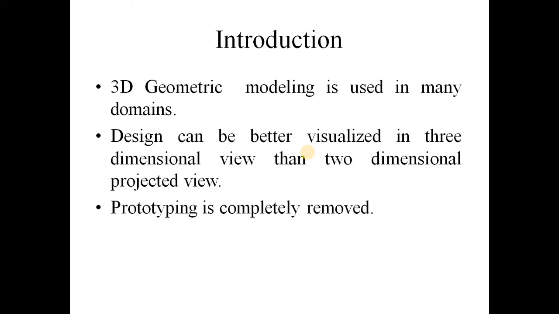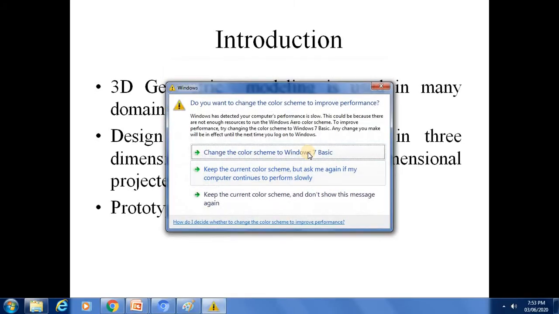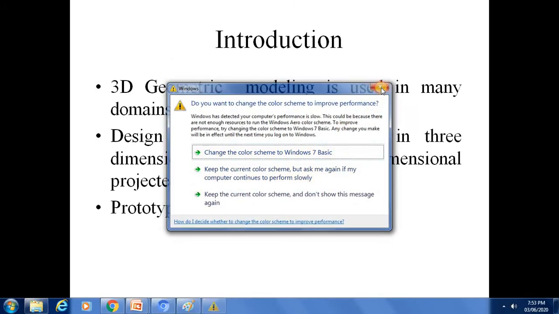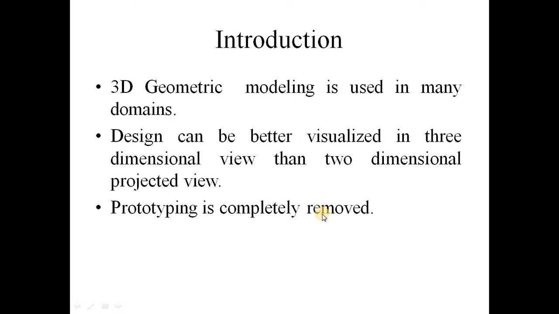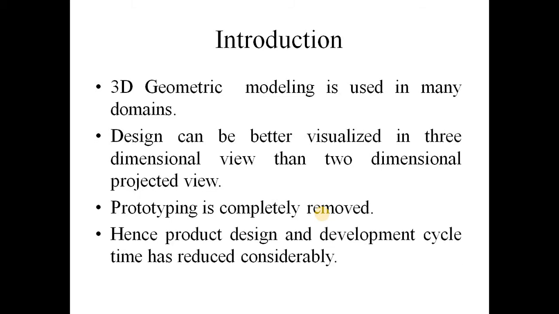Prototyping is completely removed. So if you see the product life cycle or design steps of any product or any component, then prototyping was a very important step in any conventional design process. So prototyping is nothing but making a prototype of the actual model and testing it in the real-time conditions. But this design step is completely removed because of this 3D model generation, and hence product design and development cycle time has reduced considerably.